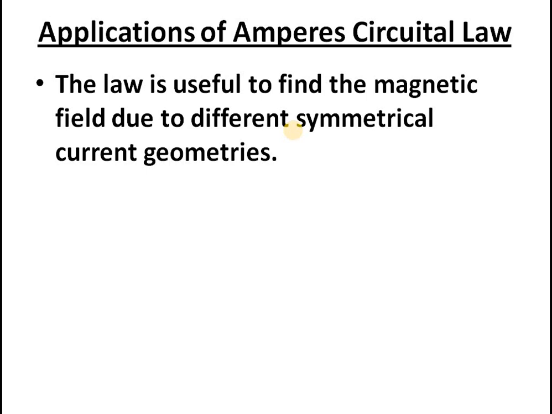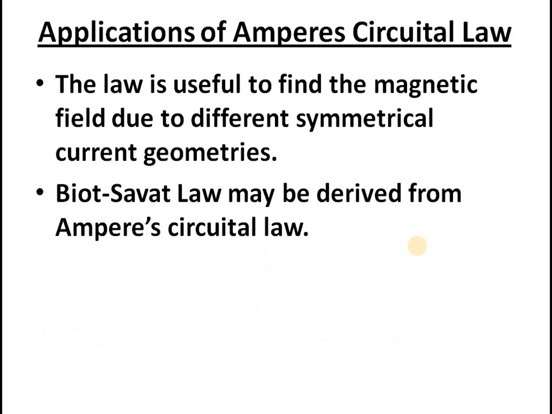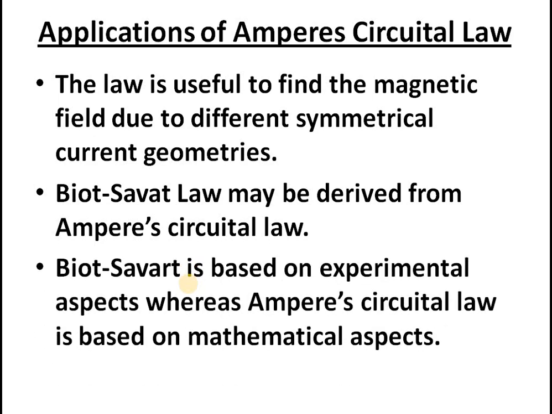It has so many applications. It is useful to find the magnetic field due to different symmetrical currents. We will see in subsequent lectures in the modules how this can be used to find the magnetic field due to different geometries, like a ring, a loop, or a toroid, or any such symmetrical structure whose magnetic field can be easily obtained using this law. And even the Biot-Savart law you can derive from Ampere circuital law. That is one of the surprising aspects of Ampere circuital law.